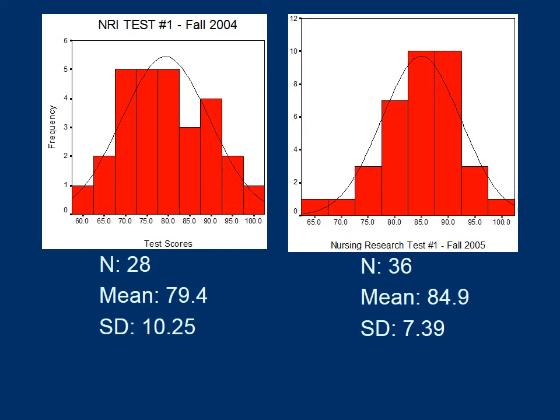And then on the right, we're slightly skewed to the right. Scores range between 65 to 100. There were 36 tests. 84.9 was the mean, and there's only 7.39 standard deviation between the scores. It looks more unimodal, and as you can see, 68% of the scores are between 80 and 90, 95% of the scores are between 75 and 95, and the 99.7% would be between 70 and 99.